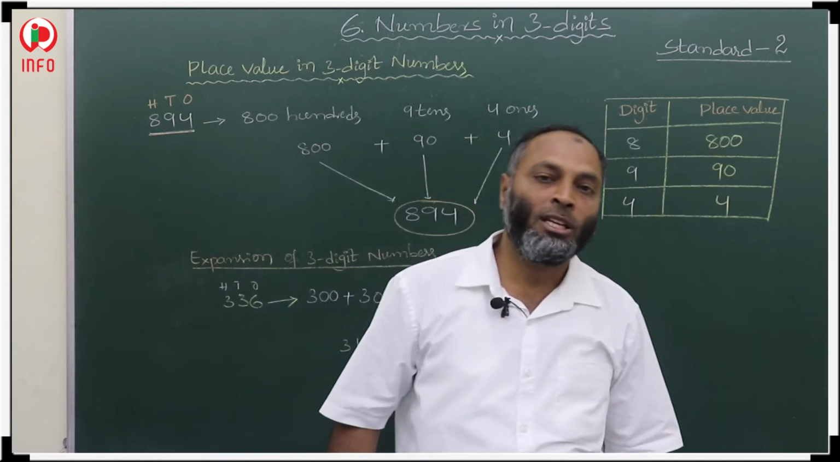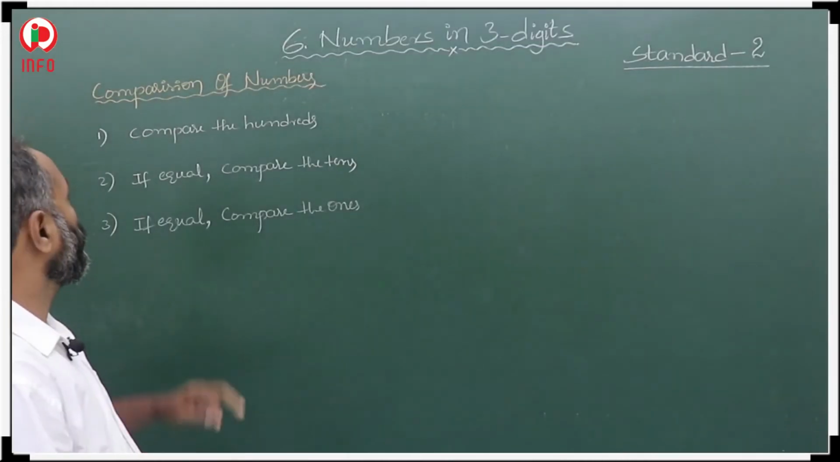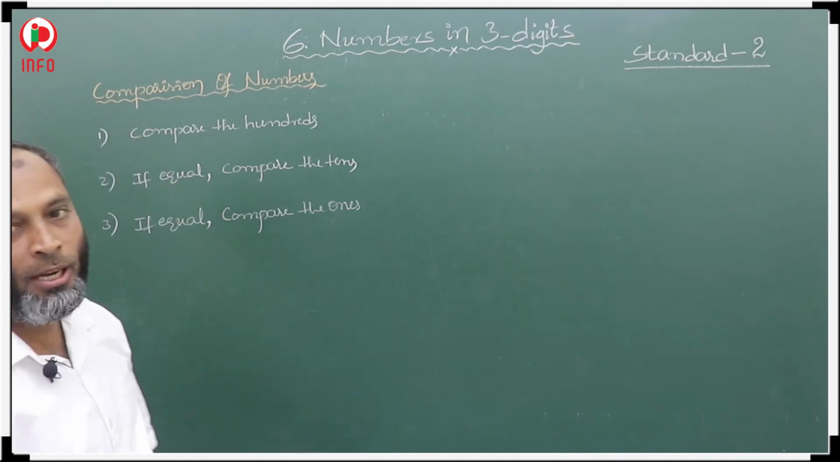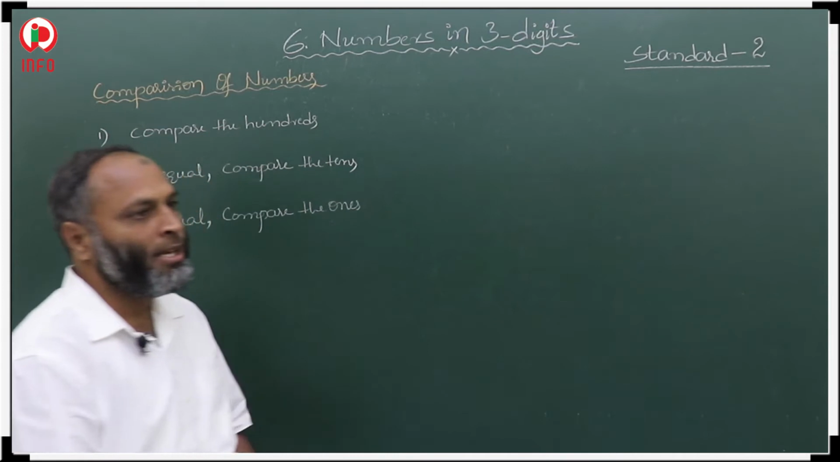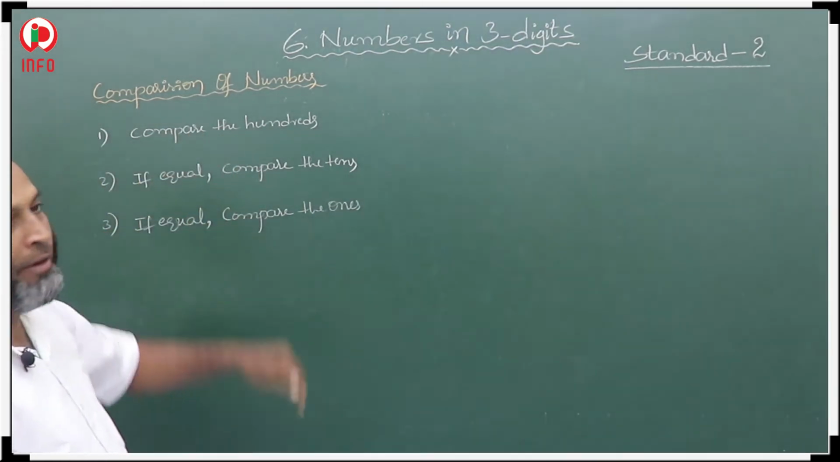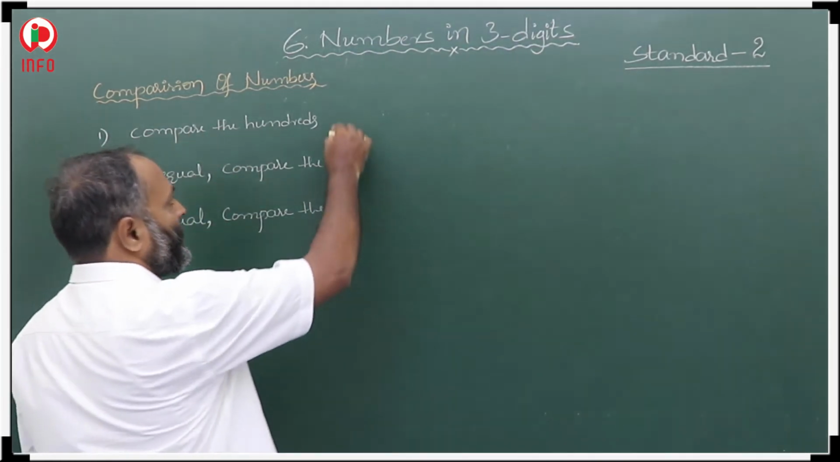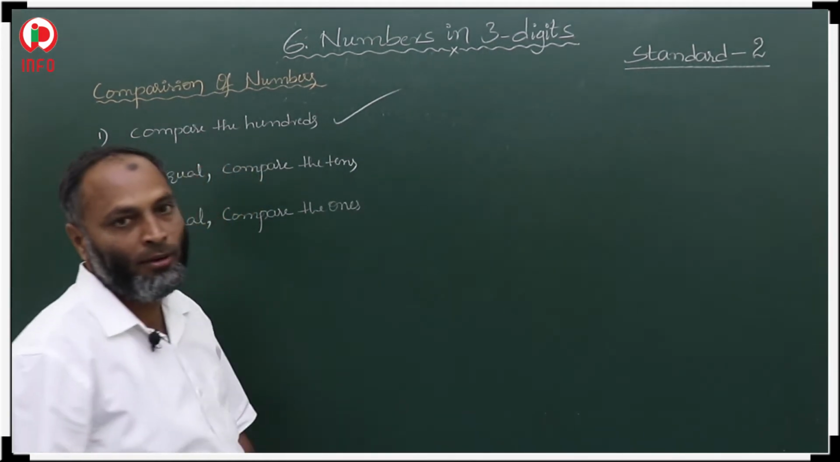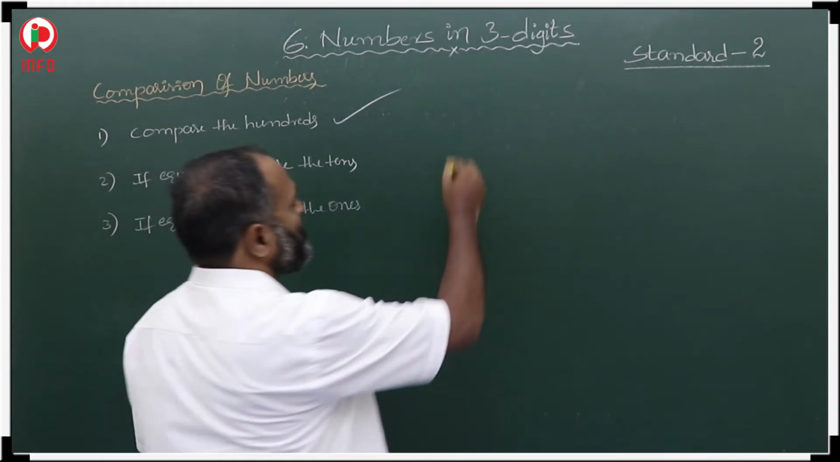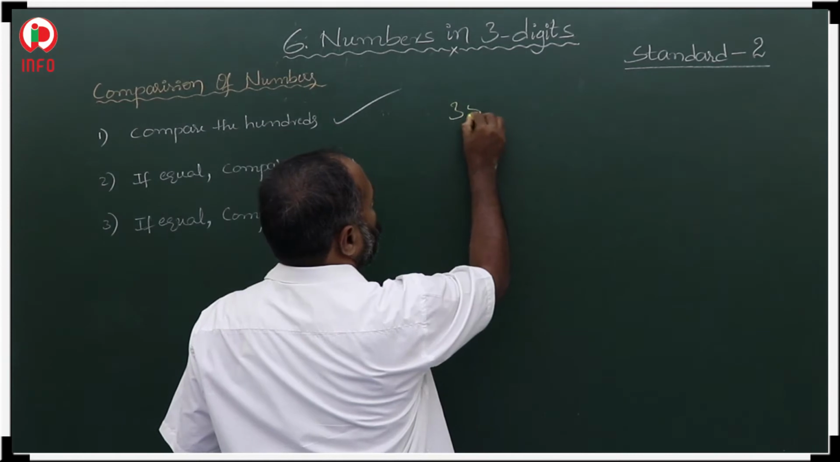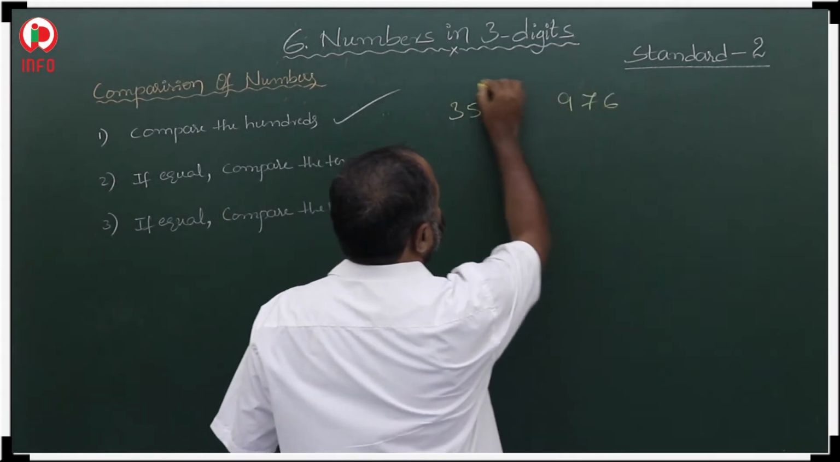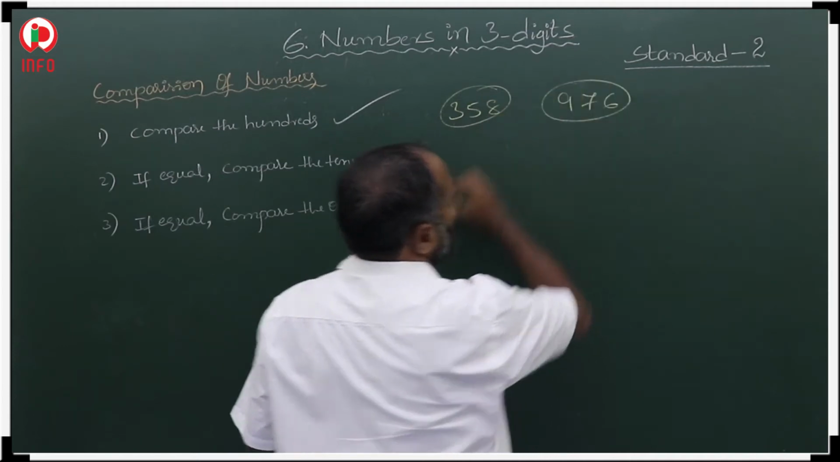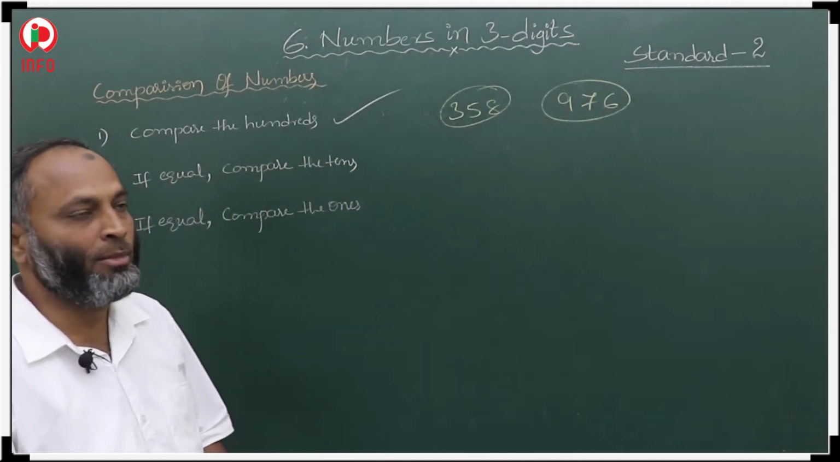Okay students, now see here. Comparison of numbers. Then how to compare the numbers? See here, compare the hundreds. The first step is to compare hundreds. Suppose 358 is there, and 976 is there. Then how to compare these two numbers?